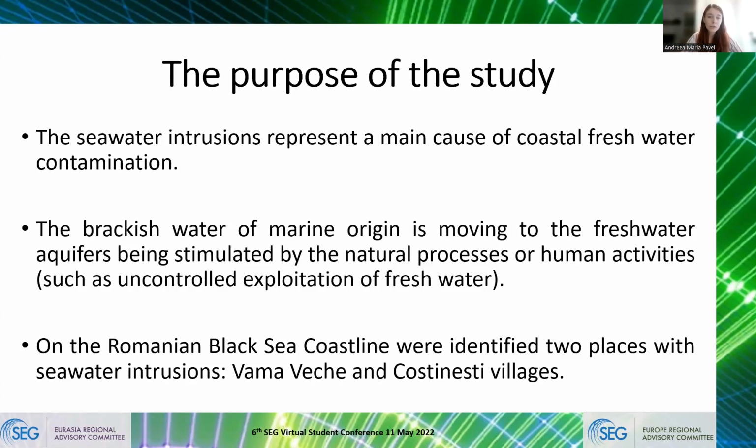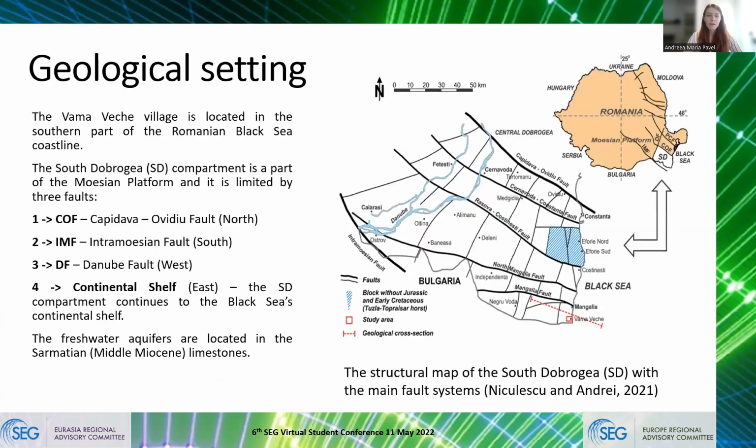In our country, on the Romanian Black Sea coastline, 2 places with seawater intrusions were identified: Vama Veche, which is the case study for this topic, and Costinești village, which is close to the Vama Veche village as well. Now I'm going to talk about the geological setting.